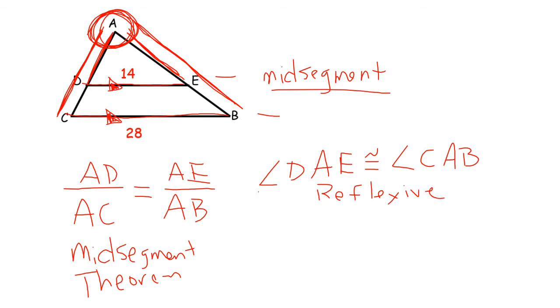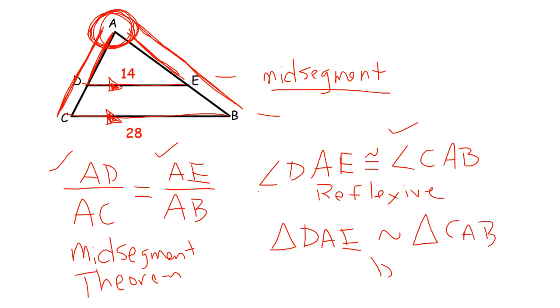And now that I have two sides and an angle, I've got triangle BAE is similar to triangle CAB by side angle side. All right.